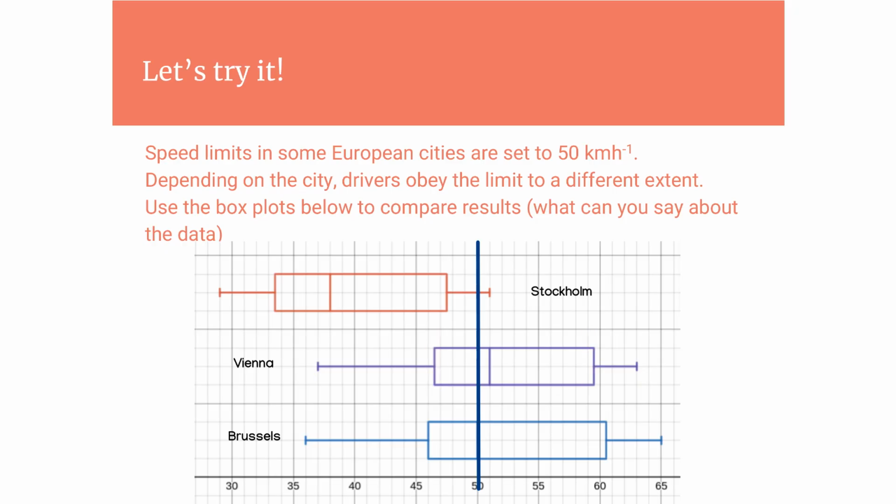What's probably worth noting at this point is if we compare Vienna and Brussels. The median in Brussels is right on 50. So exactly half the people in Brussels are going above the speed limit, and exactly half are going below. But it's really not that different from Vienna. The median is just slightly over the speed limit. The range in Austria is a little bit smaller. Here you have a higher maximum and a lower minimum in Brussels. But overall, the behavior of drivers in those two cities is fairly similar, but they're significantly different from Stockholm.